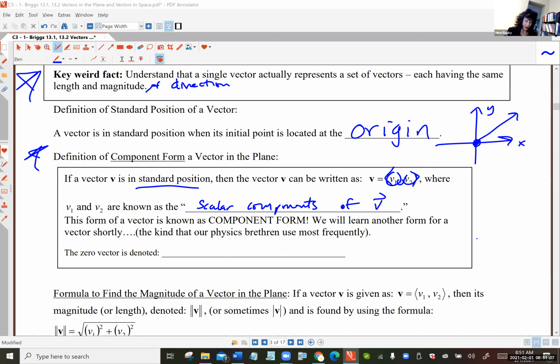Okay. Scalar components of V. And when you write your vector in this format, it's known as component form. There is another format that I do want you to be comfortable with. It's usually what our physics brethren use. And we'll talk about that soon, not yet.